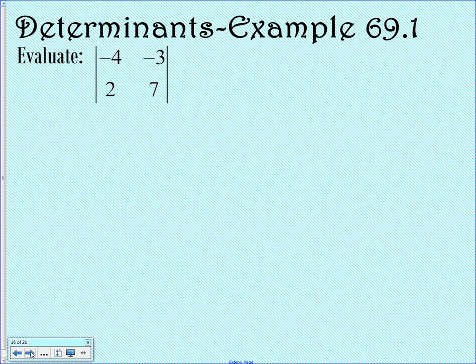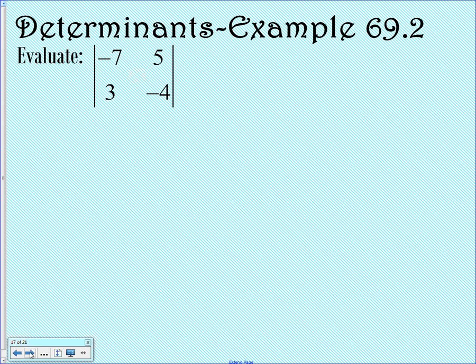So we want to evaluate this. It has the vertical lines around it, so that means we're looking for the determinant. The way we're going to do this, negative 4 times 7 is negative 28, minus 2 times negative 3, which is negative 6. So negative 28 plus 6 would be negative 22. And that would be your determinant for that matrix.